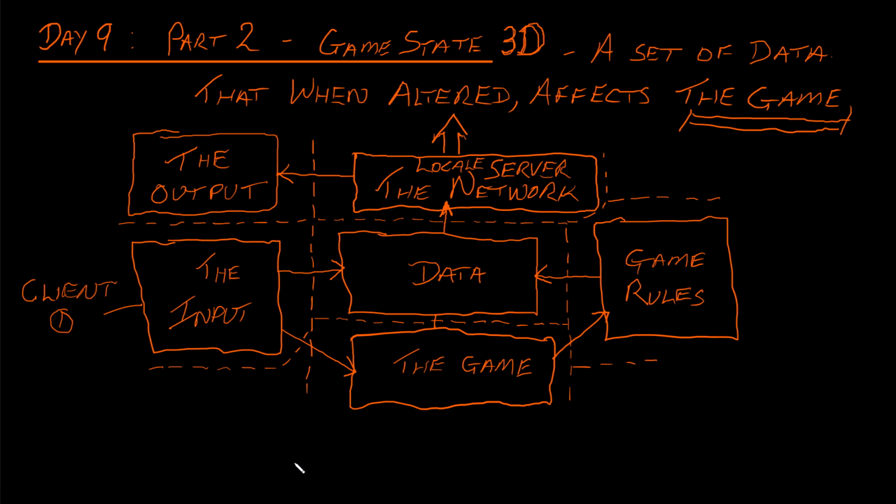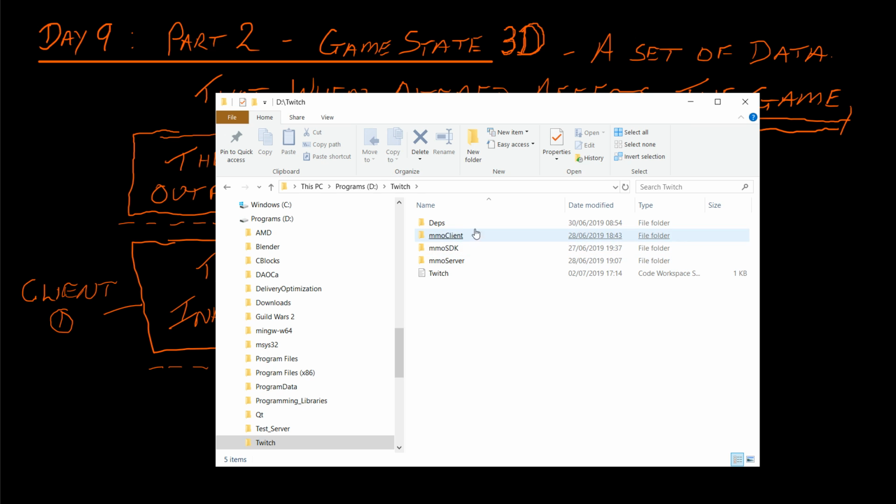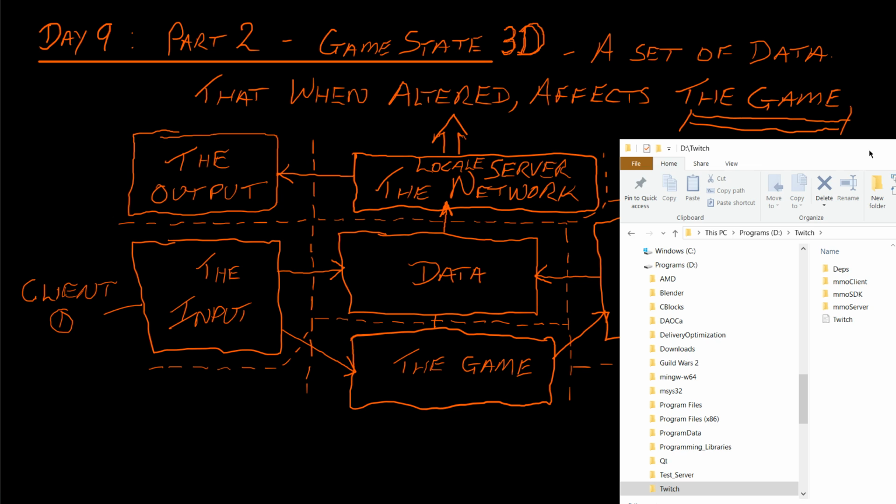Okay. Network we've already got. We haven't got the input. We've got the game. And we haven't got the output. Okay. Right, what we got? Let's have a look. We have got the MMO client, which according to this should be the input.